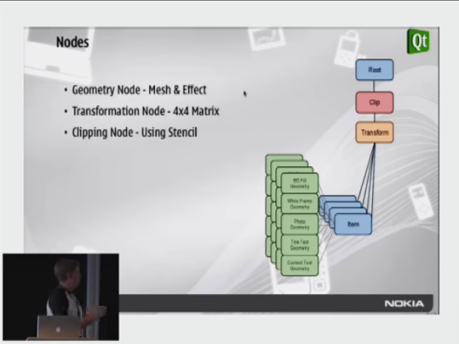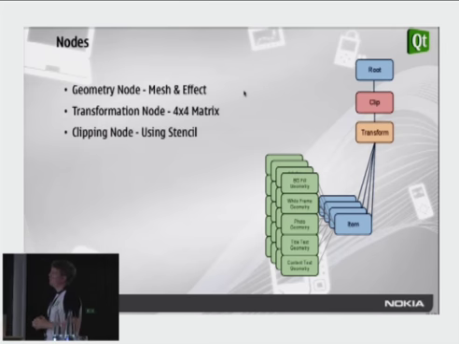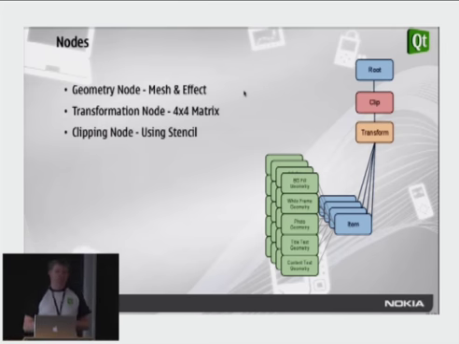The other node is the transformation node. It's a 4x4 matrix, which means that it can strictly be 3D. But currently, we're only using it for 2.5D, so perspective transformations and stuff. But it doesn't hurt to have a full-blown 3D matrix there in case you want to do some nice perspective transformations and things like that later on.